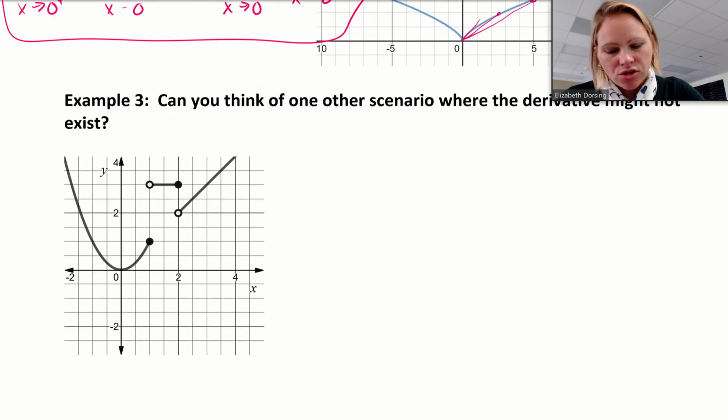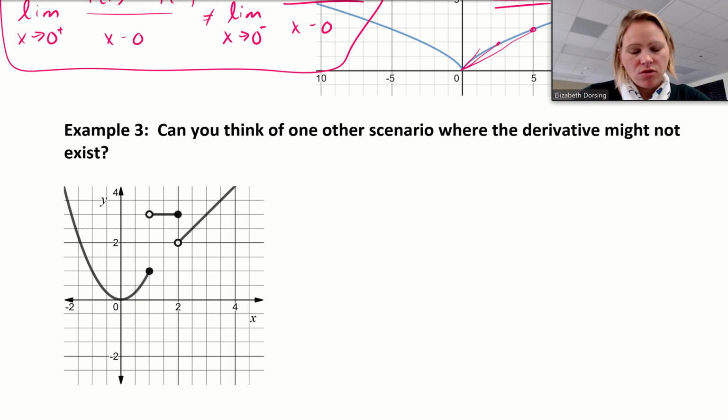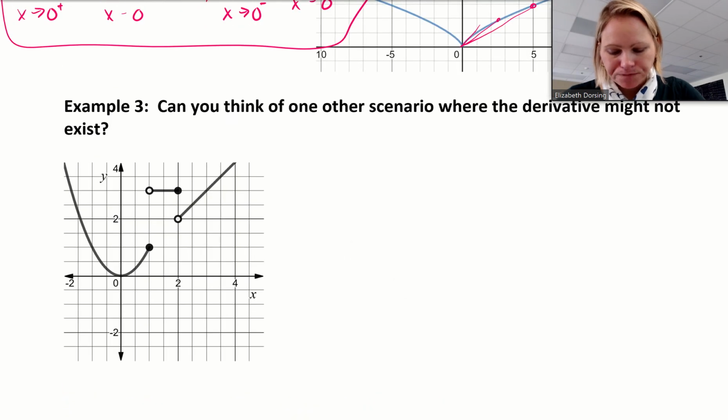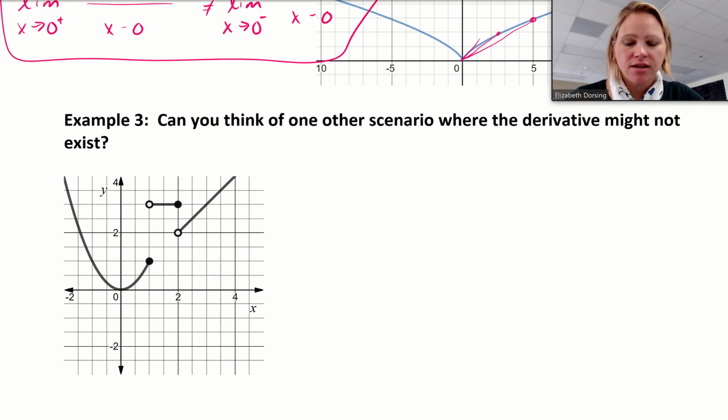Now, question 3, can you think of another scenario where the derivative might not exist? Well, take a look here. Here's this piecewise function that we saw earlier. And so let's identify what's happening here. We've got a couple spots where we can't take the derivative, where the function is not differentiable. One of these places is right here at x equals 1, and there's another one right here at x equals 2.